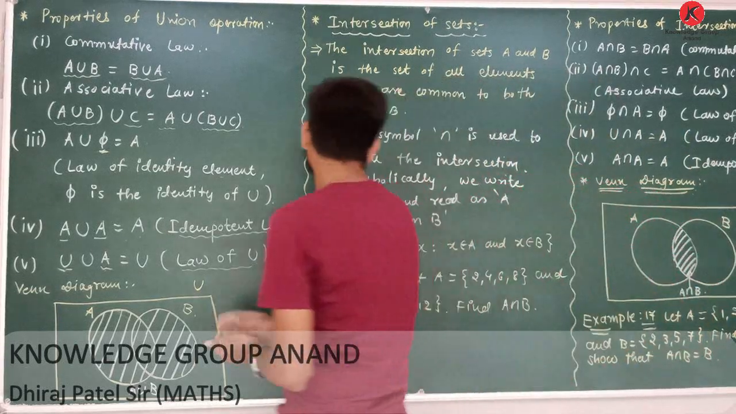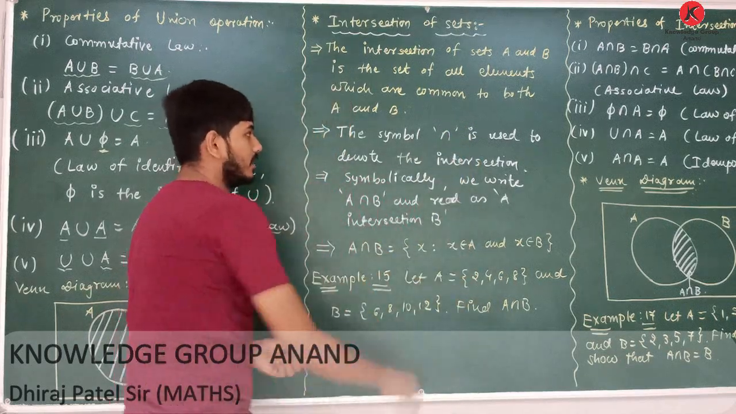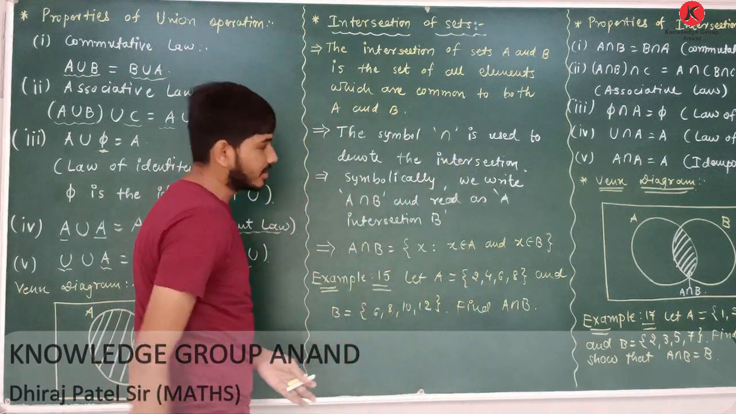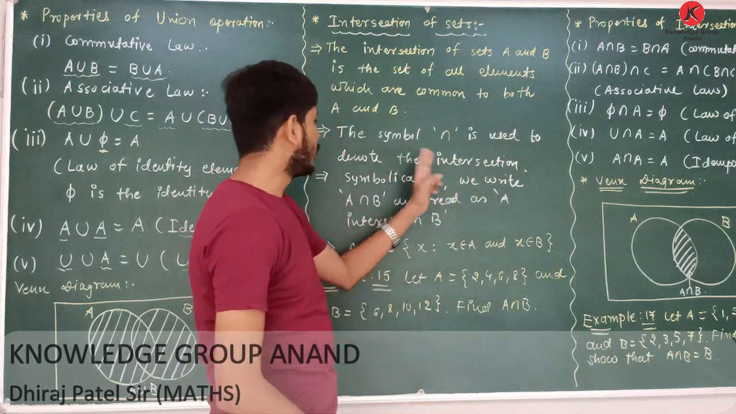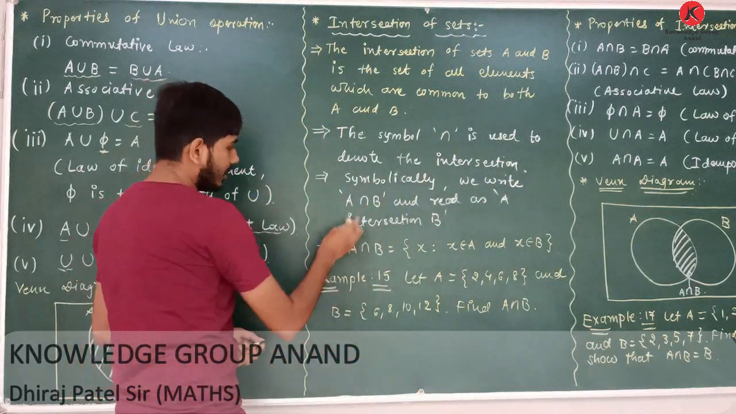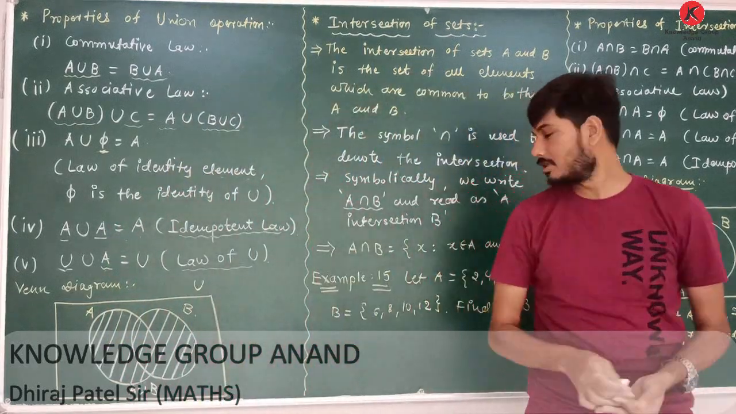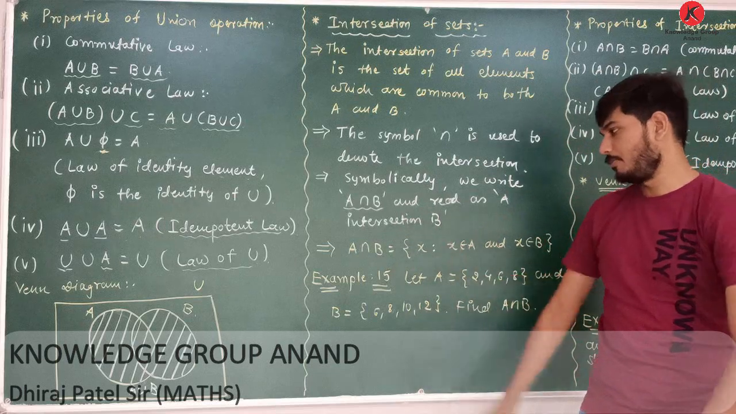Okay. The symbol for intersection is used to denote the intersection, and symbolically we can write A intersection B and read it as A intersection B.